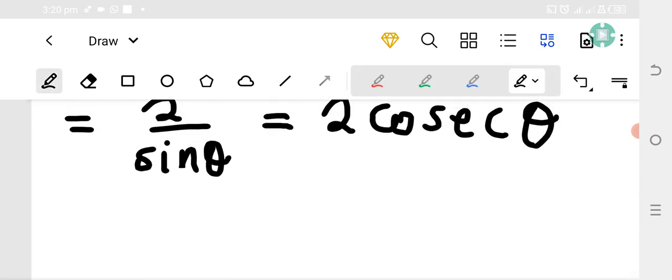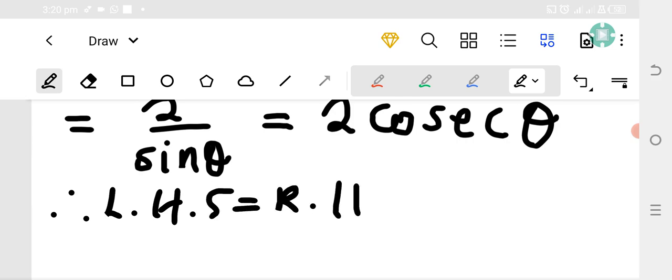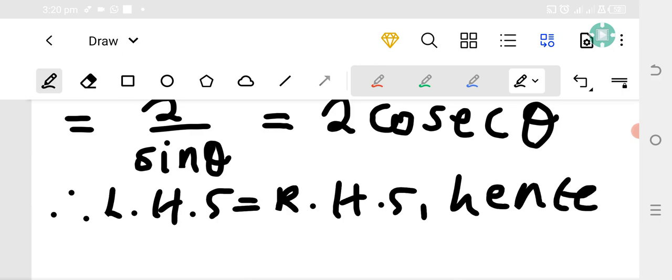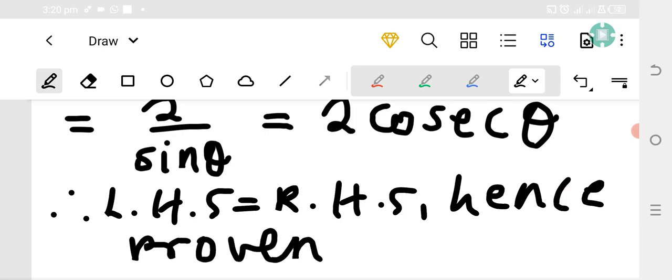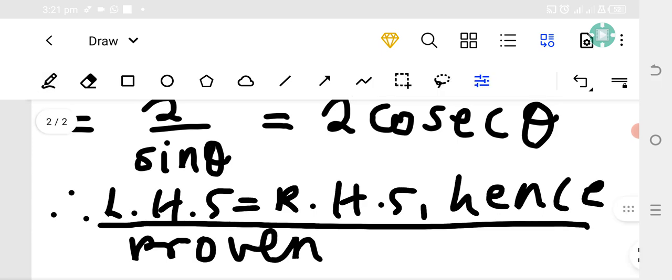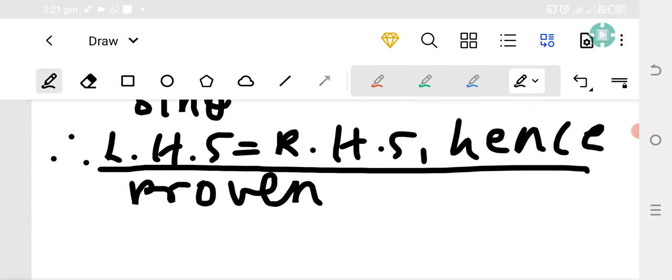Like that. Then we'll say, therefore, left hand side is equal to right hand side. Hence what? Hence proven. That's how you always conclude. If you don't do this, then what have you done? Because they said prove. So you say hence proven. Done. You have concluded and you have proved.